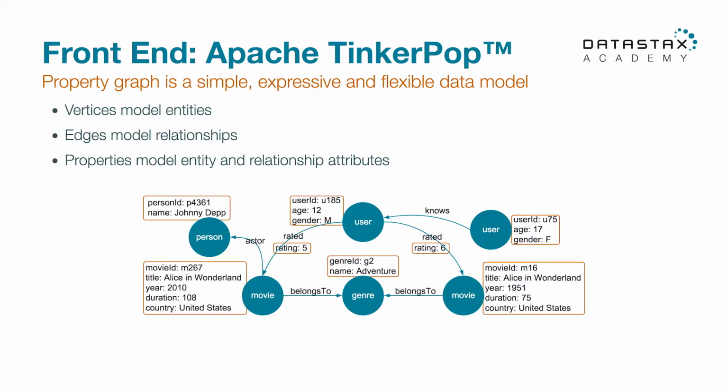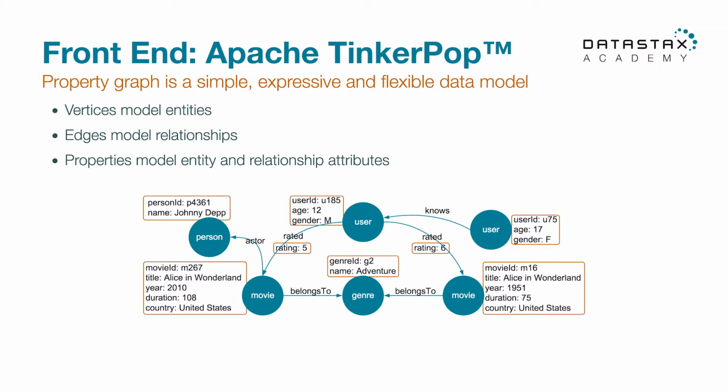It's not necessarily a type like a generalized film or an actor or something, but each vertex is a specific thing. The edges between vertices model the relationships between things. Like Johnny Depp is an actor in Alice in Wonderland. We have an edge for that. Alice in Wonderland as a movie belongs to the genre adventure. Probably belongs to other genres too, but those edges model those relationships.